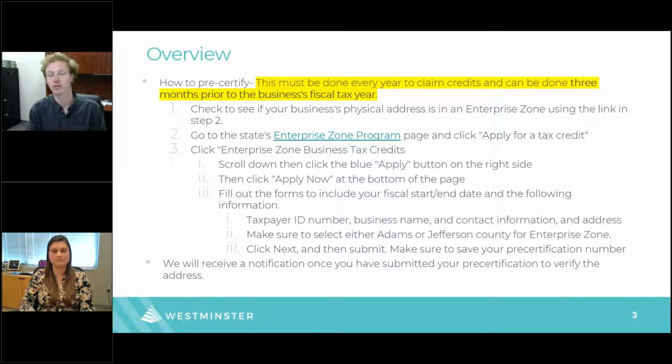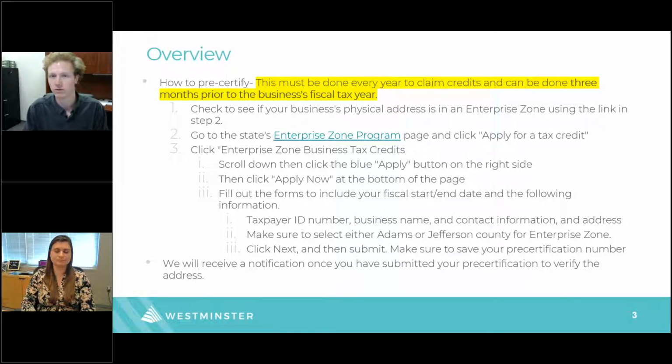And then we'll verify that your address is in an enterprise zone. And once you're pre-certified from us, you can go about your daily operations and focus on receiving the maximum amount of state income tax credits. The most important thing about this is you must do this every year to qualify for state tax credits.